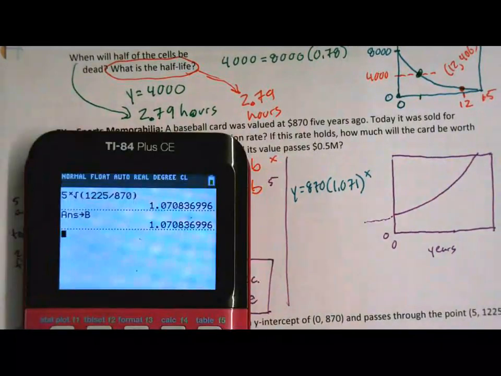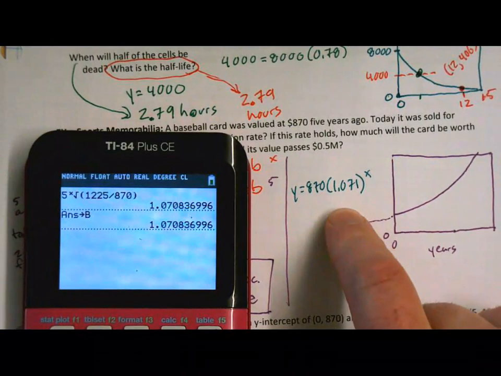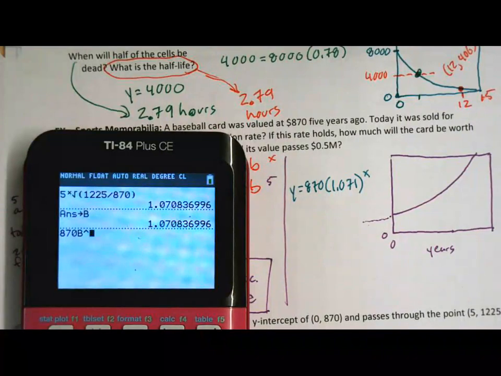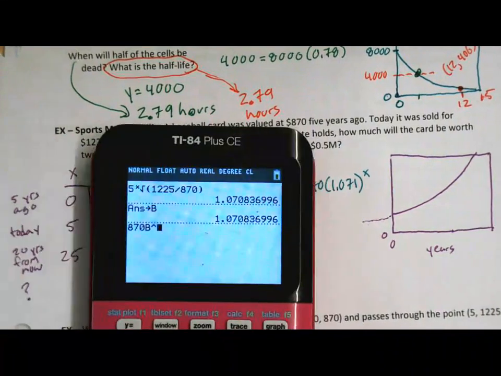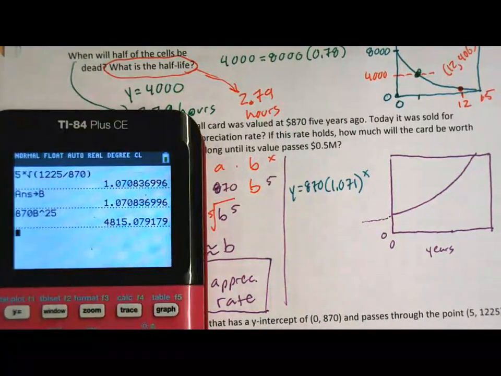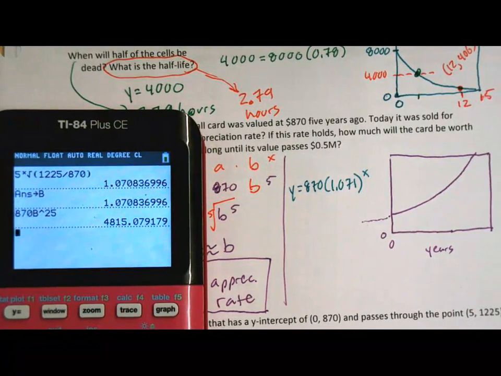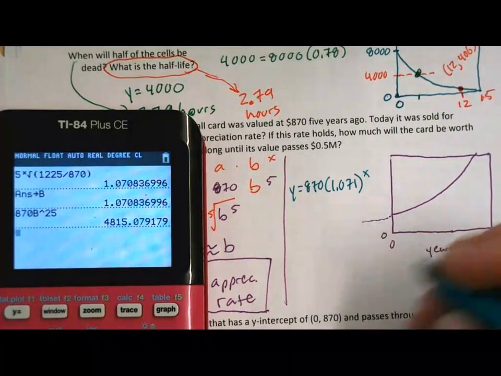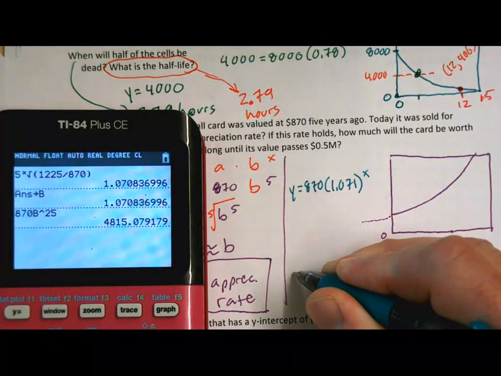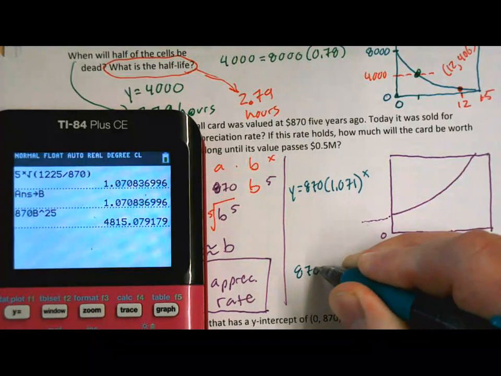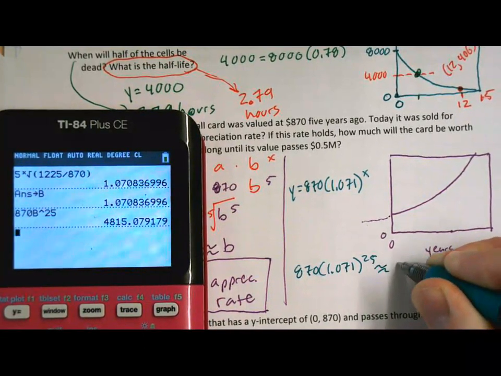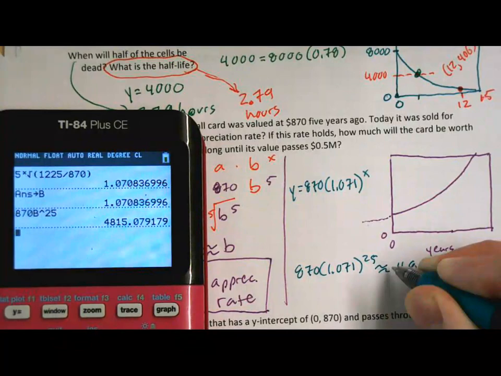When I do that in my calculator, I'm not going to type in 1.071. I'm going to type in B. 870B to the 25th power. Stow is down near the on button. So 25 years in would be 870 times 1.071 to the 25th. Comes out to about $4,815. Not bad.